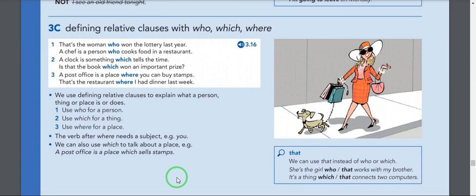We use defining relative clauses to explain what a person, thing or place is or does.